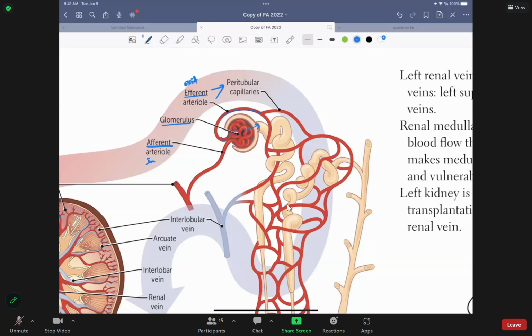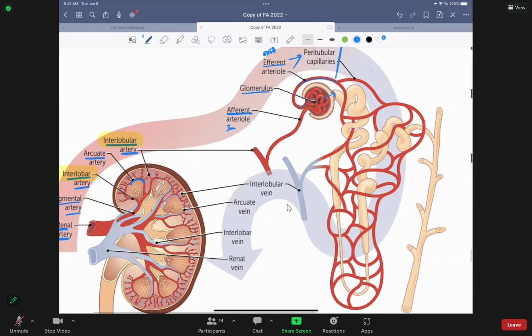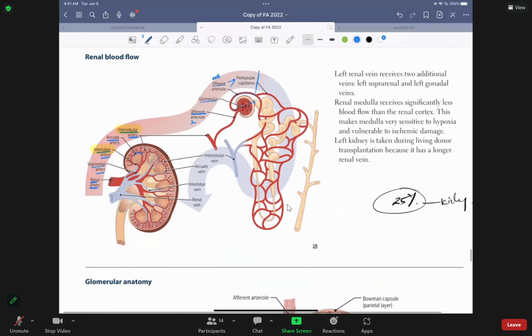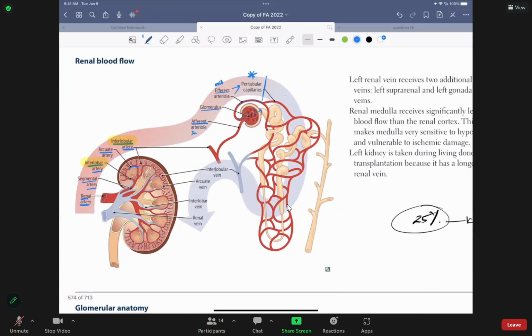Okay. From here, you can see the color is changing, which means the venous system starts. Now, we don't need to worry about the vein, because number 1, they don't ask questions on it. Number 2, the veins have the same names, in reverse. Is that clear, folks? It's a similar name, but reverse. Okay. So that's your peritubular capillaries. We're going to talk a little more about peritubular capillaries. There's more to discuss about that. Now, any questions so far on the arterial system?